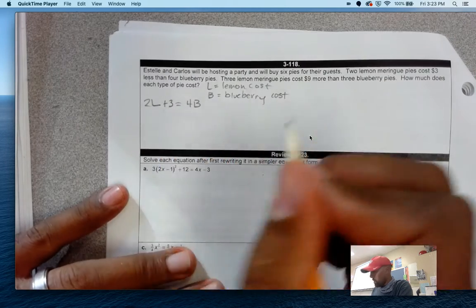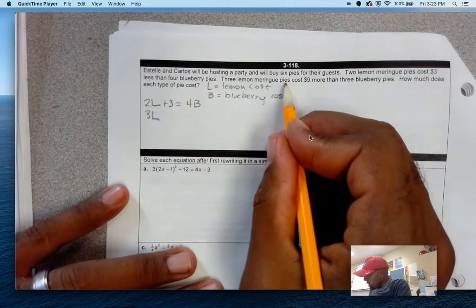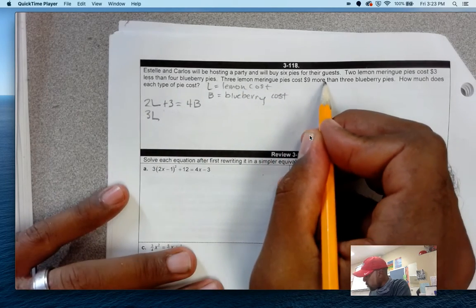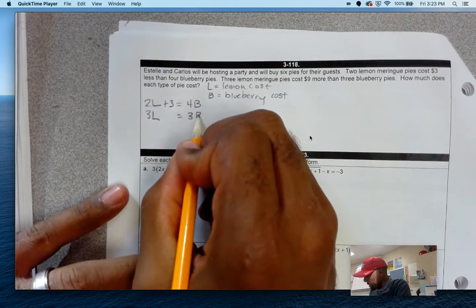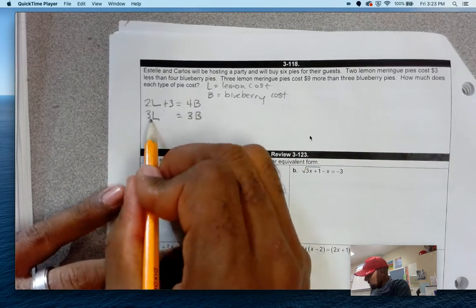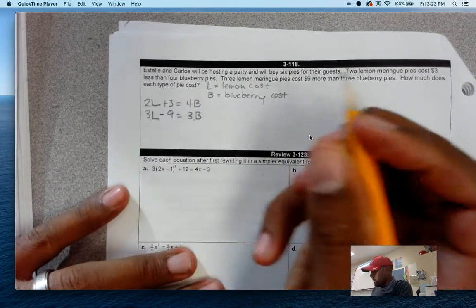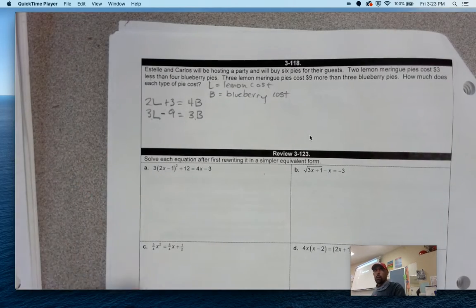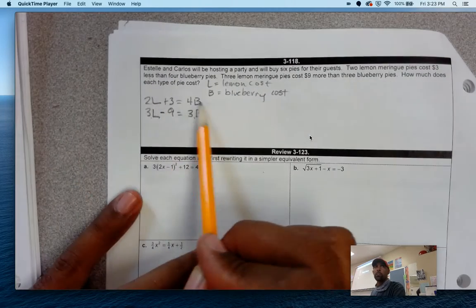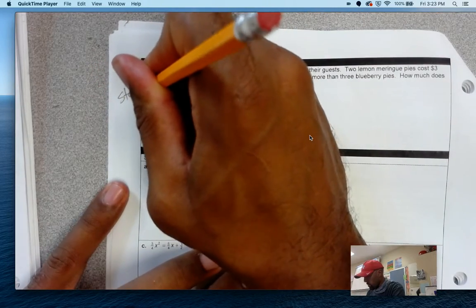So there's my equation. Okay, now the next one says 3 lemon meringues cost $9 more than 3 blueberry pies. So in order for this to be the same as 3 blueberries, I would have to take away $9, subtract 9. Now, I want to solve this knowing that I've got 2 variables in each equation by putting them in standard form.